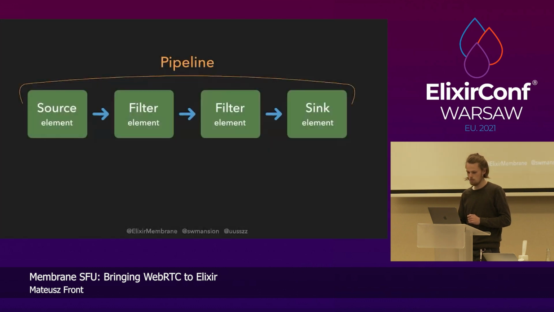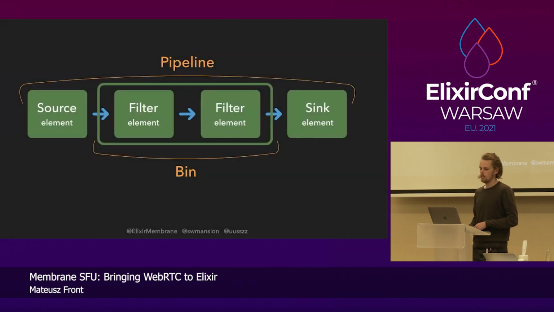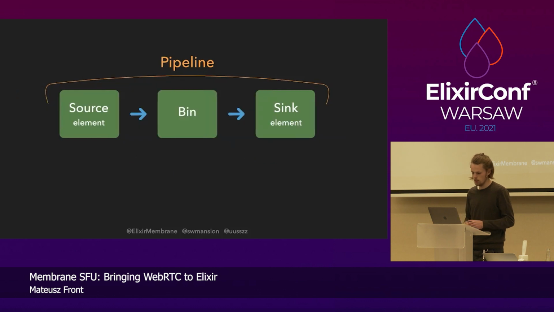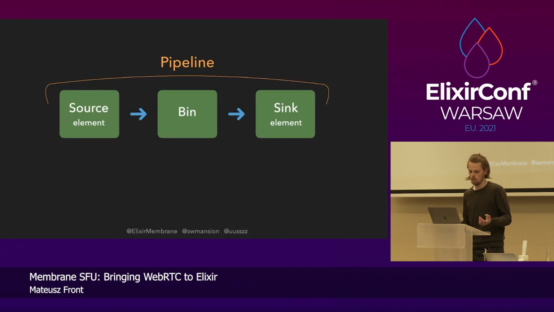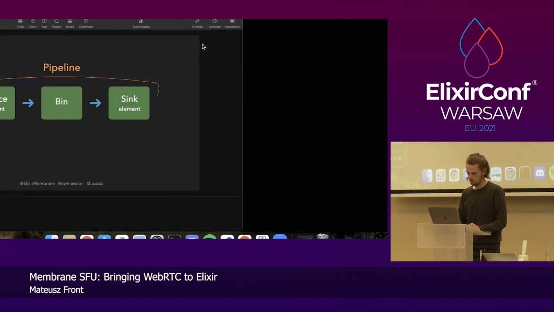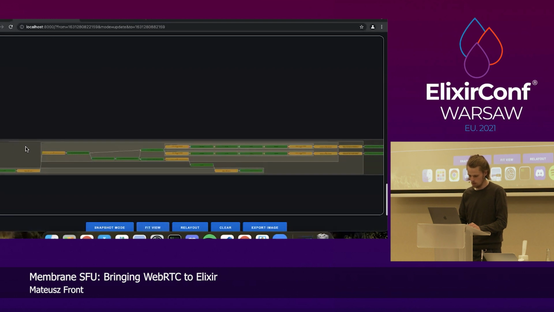We have a concept in Membrane called bins. If you want to hide complexity from the user or hide some logic that exists within a pipeline, you can wrap some elements into a bin. And if you create a proper API for that, then you can have a bin that is visible from the user's perspective just like a single element, but it encapsulates more logic. So what I'm going to do now is collapse a bin.